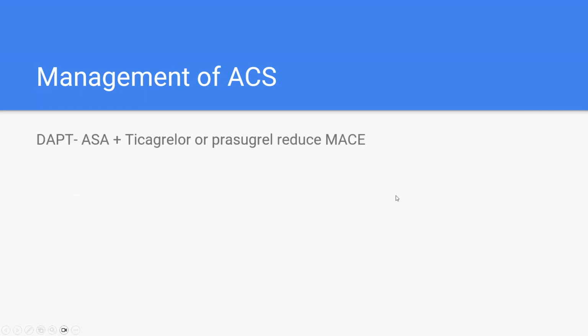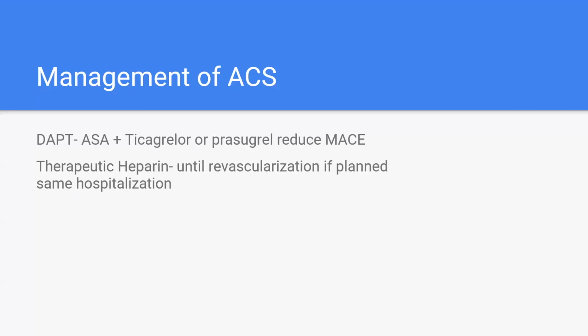So I actually like going through some of the other management, and then there's a different mnemonic that I found that I like using instead. Generally, we'll treat with DAPT, so you get your aspirin, your Brilinta, Plavix, all these things. The DAPT has been shown to reduce the events. These people will be on therapeutic heparin drips until revascularization, or if they're not going to be revascularized, then usually 2 or 3 days, depending on what cardiology wants.